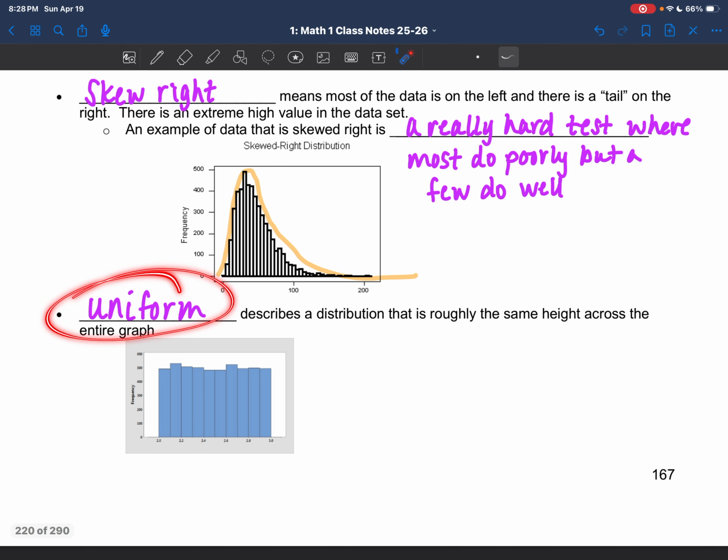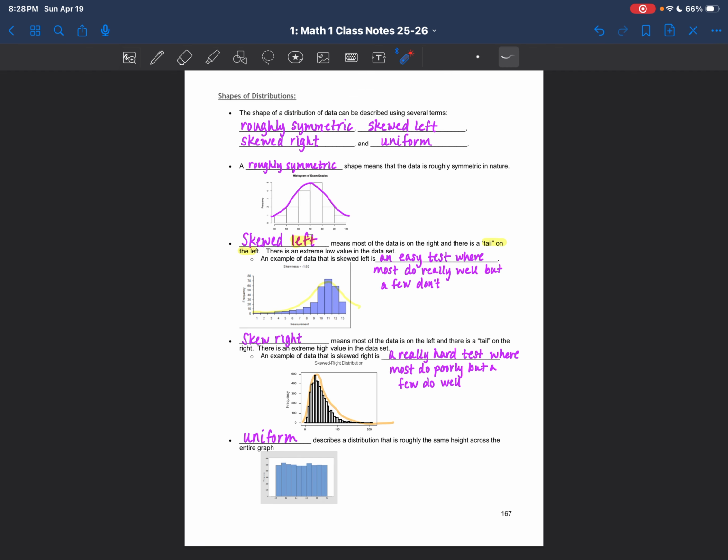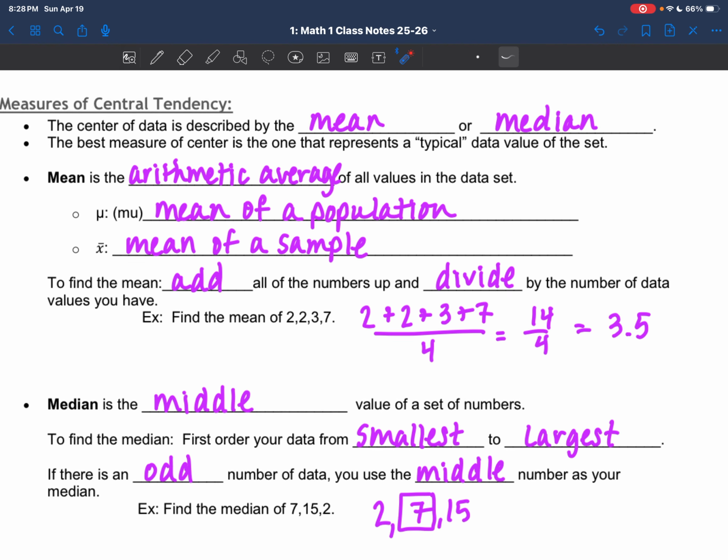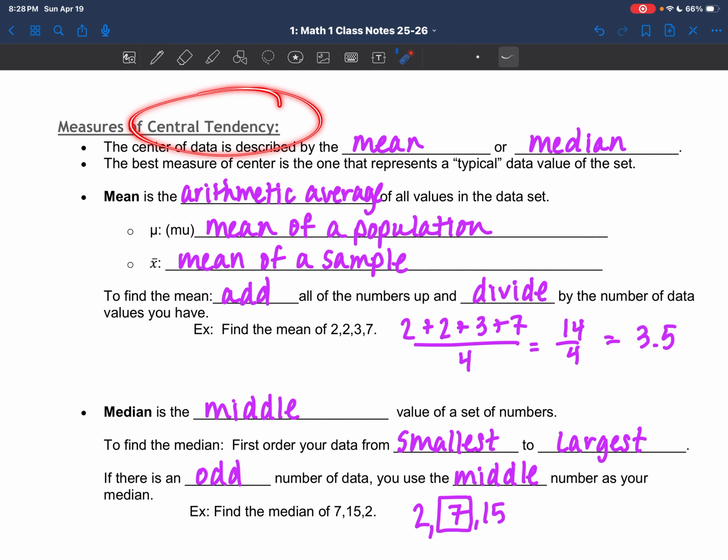Uniform describes a distribution that's roughly the same height across the entire graph. So if we were to look, they're all about the same height. So it's uniform as far as distribution. That would be like you had the same amount of people that got all the different grades. All right. Now, measures of central tendency.